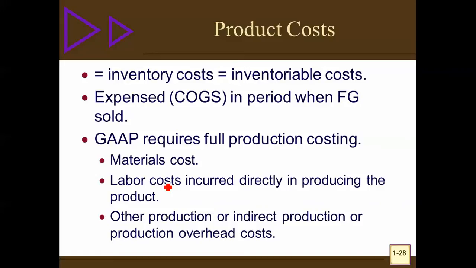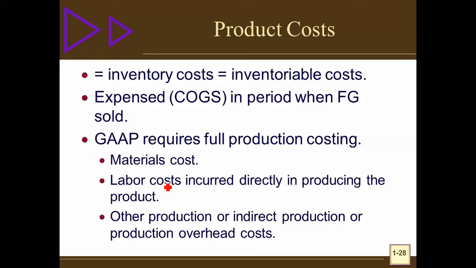Now, there's a very important distinction when it comes to costs, and that distinction is for a manufacturing company only. We must distinguish between product costs and period costs. Now, product costs are also called inventoriable costs. These are the costs of the material and the labor and the electricity and the machines and everything that went into the production of the product. These costs are assets. They're not expenses.